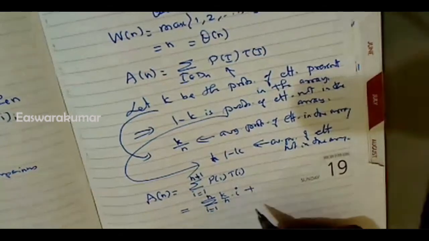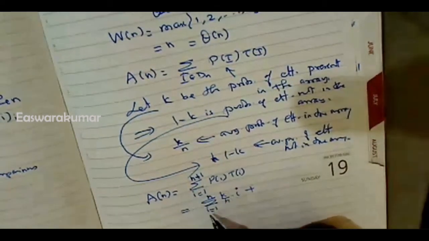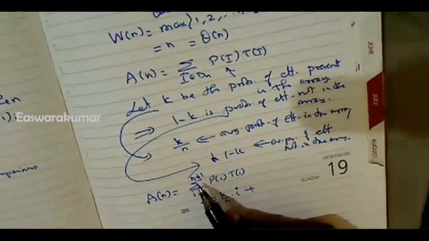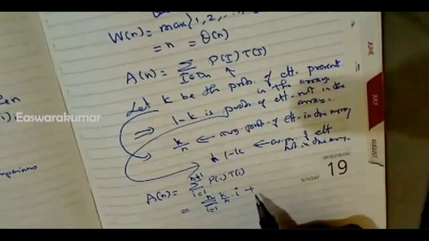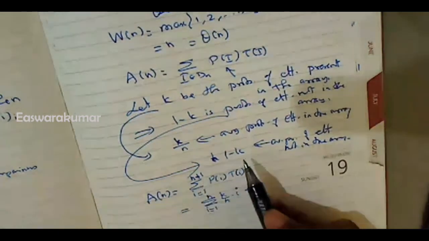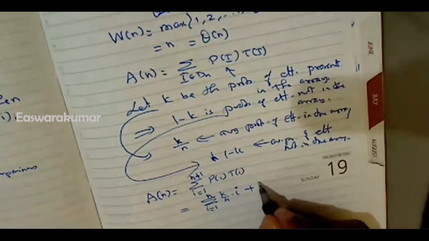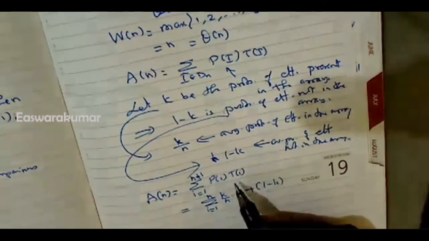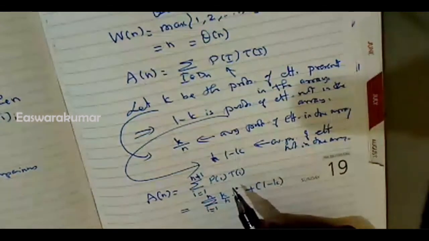Then plus, n plus 1 is for element not in the array, so that is only one item, right? So if the element is not in the array, what is the average probability? 1 minus K. So we can put 1 minus K. And what is the actual time required for element not in the array? What is T of n plus 1?